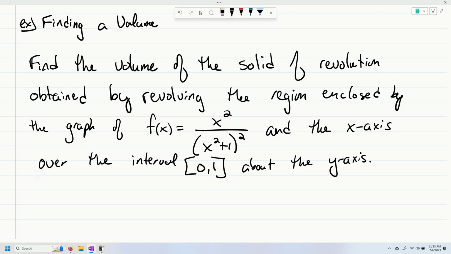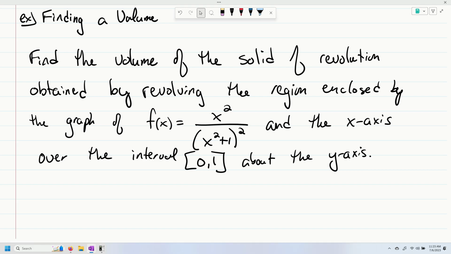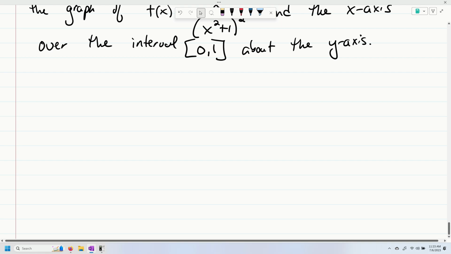about the y-axis. All right, so go ahead, pause the video if you need to, write this down, and I'm just going to move right into it. So the first thing we're going to do, let's go ahead and let's graph this into Desmos to see what this looks like, okay?